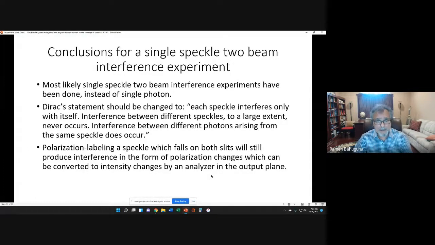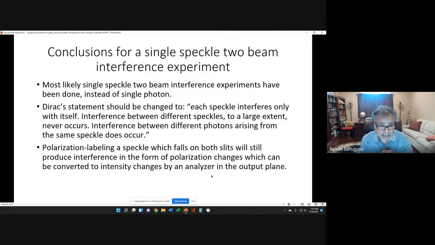So, conclusions for a single speckle two-beam interference experiment. Most likely single speckle two-beam interference experiments have been done instead of single photon. Dirac's statement should be changed to: each speckle interferes only with itself. Interference between different speckles to a large extent never occurs. Interference between different photons arising from the same speckle does occur.